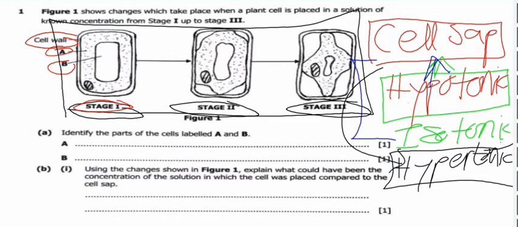Why are we saying stage 1? This is because stage 1 is a normal plant cell. When a plant cell is normal, it is going to contain water in it. So the answer here is just going to be stage 1. That's the answer.